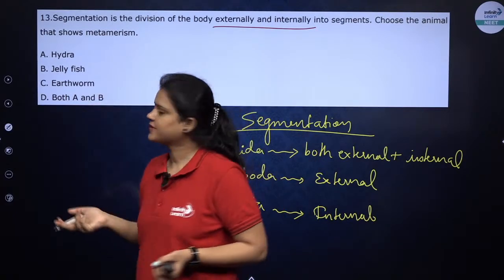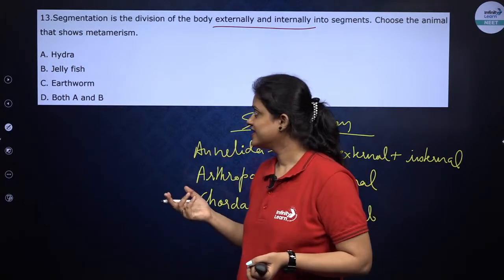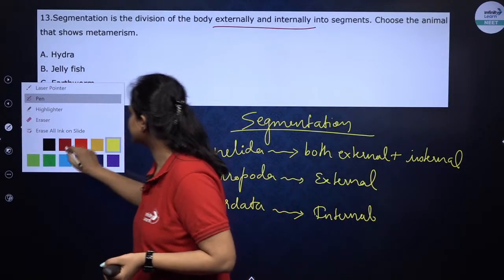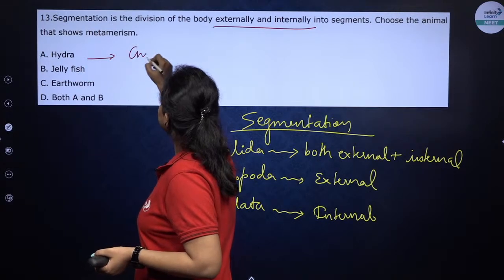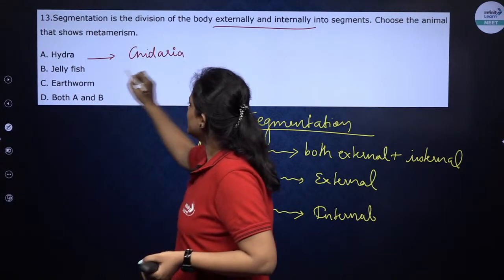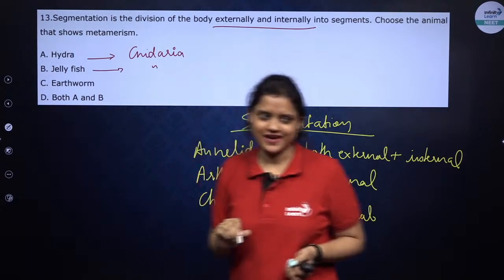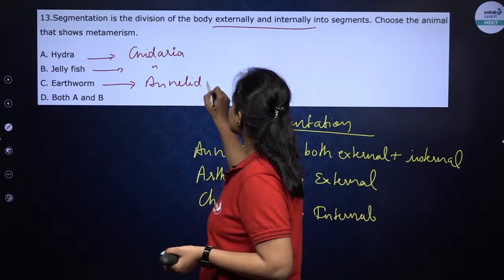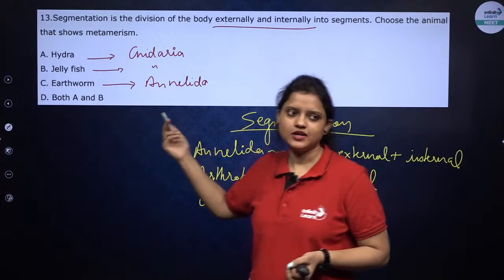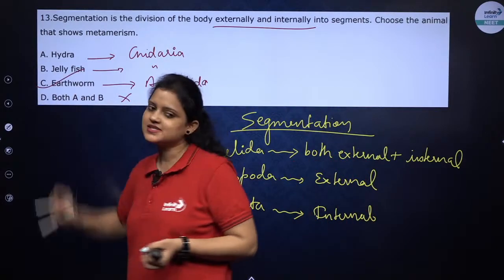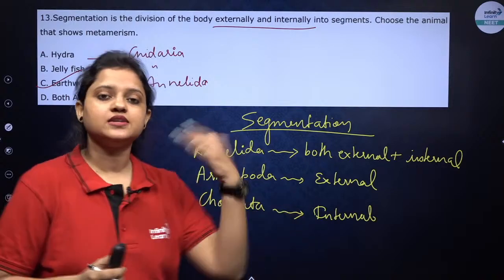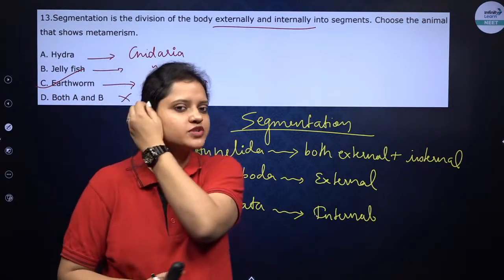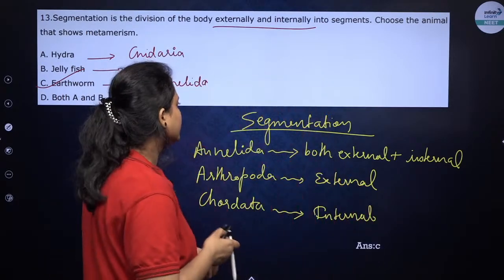So 4 options हैं आपके पास: hydra, jellyfish. Hydra is a Cnidaria. I will write it down so that you can recall everything. Hydra is a Cnidaria or Coelenterata. Jellyfish is also a Cnidaria, right? Earthworm is Annelida. And D is both A and B. No, this could not be the answer. So the correct option here is earthworm. It has both external and internal segmentation, and this is known as metamerism. So the correct option will be Annelida. That is earthworm. Very good.